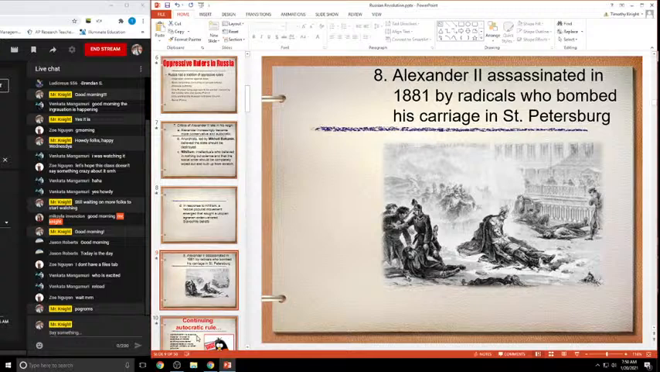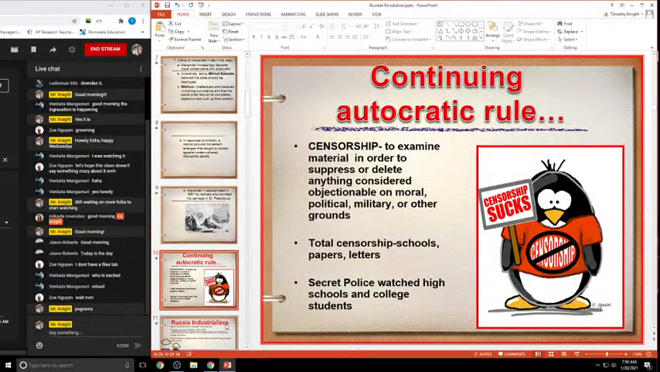I can never remember the name of this church. But anyhow, there's a church in St. Petersburg, and there was a Tsar who was assassinated, and his carriage was bombed just outside this church, and you can still go to the very location where he was assassinated in St. Petersburg.